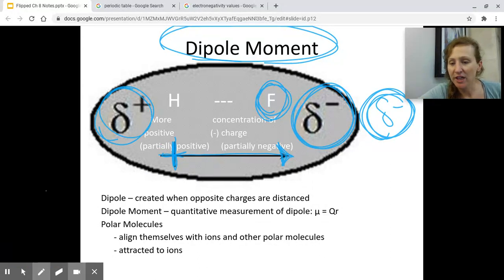And if I draw something like water, you should be able to look at water and draw the dipole moments that occur from the bonds. Why don't you pause this video right now and try that with water?